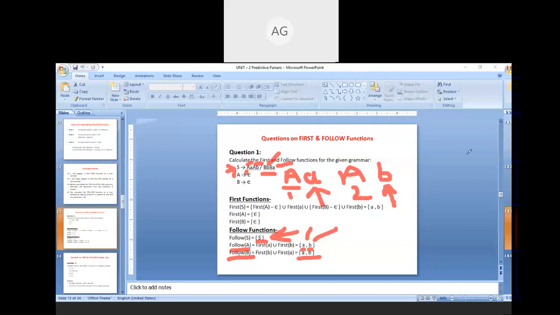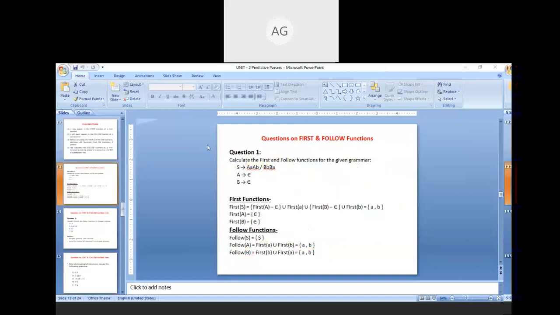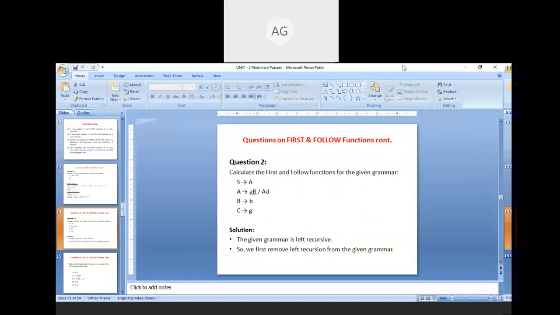Okay. So moving to question 2. So this is question 2. The question is the same: calculate the first and follow functions for the given grammar. These are the productions given to you, and here you can see there are 4 non-terminals. So you need to calculate all the first and follow for every non-terminal, for all the 4 non-terminals.